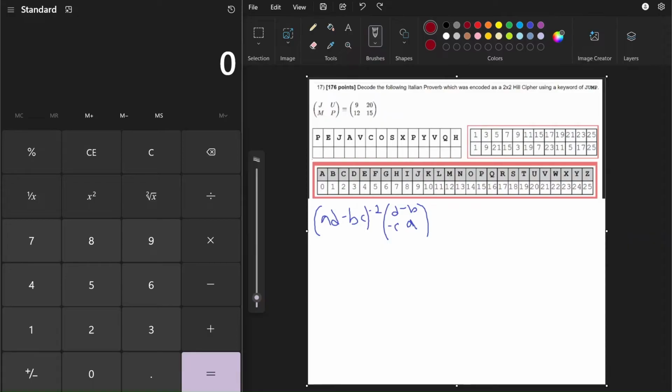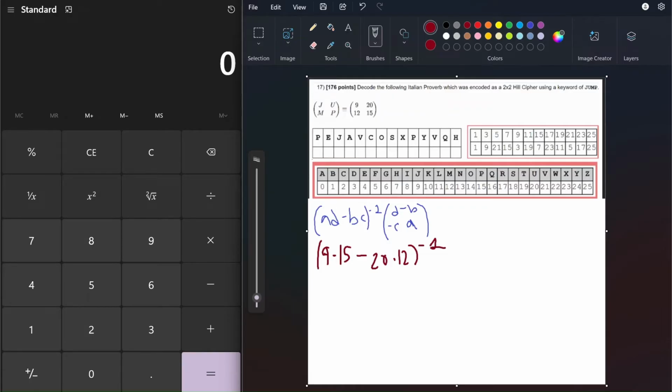Alright, so now that we know the rules and how to read a matrix, let's start solving the cipher. We're going to look back at what it gives us, saying that jump is equal to this matrix. So now we see that 9 is going to be our A value. So we can put it in as 9 times D, which is 15, minus B times C, which is 20 times 12, and that's going to be our inverse.